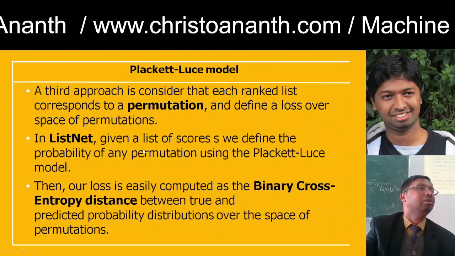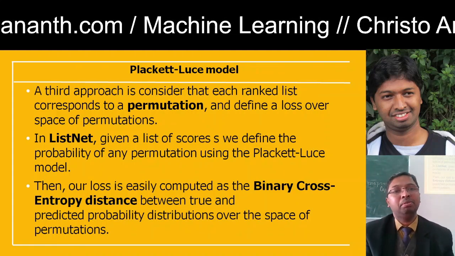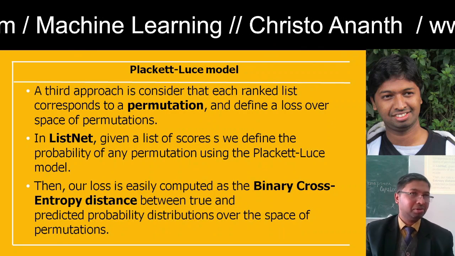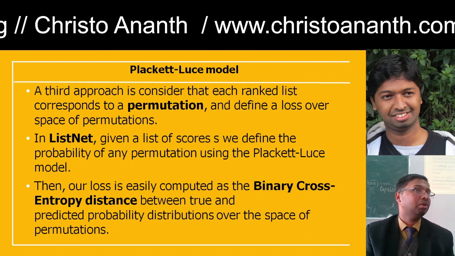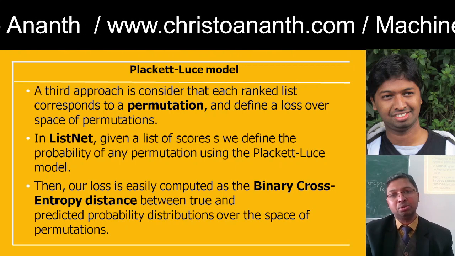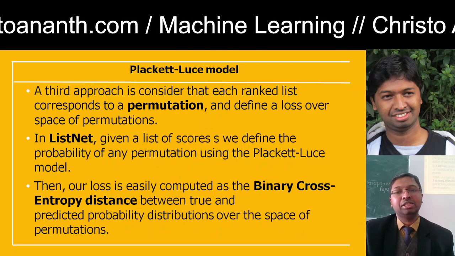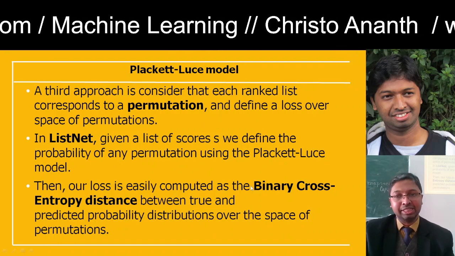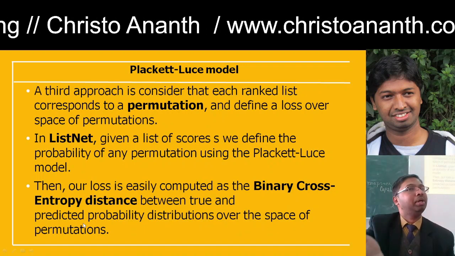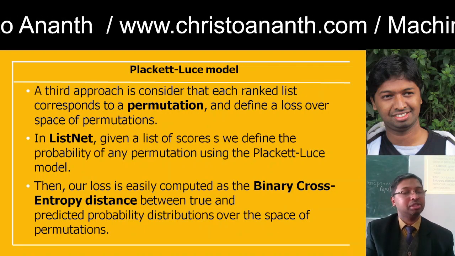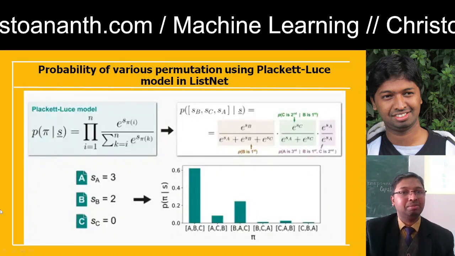Then finally you go with the Plackett-Luce model. Especially in the case of permutations, you can define the loss over the space of permutations, and you can use the ListNet function, where you have the list of scores and we define the probability of the permutation. That is the reason you go with the BCE distance, binary cross entropy distance, between the true and predicted probability distributions for the given space of permutations. So this is the Plackett-Luce model.